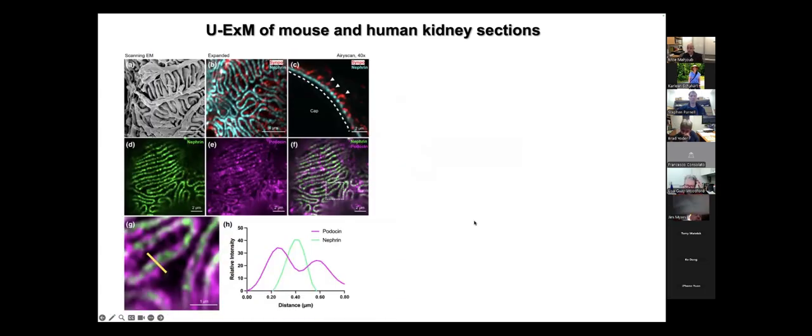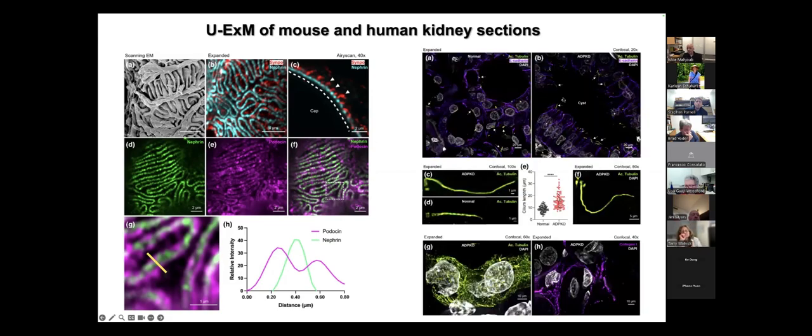If you really want to push this, you can take this to super res and combine it with expansion, and now you can really even see foot processes, and you don't need to do EM anymore to look at foot process effacement. You can use expansion microscopy with regular microscopes and analyze foot processes and see if your knockout has foot process effacement. And then, of course, you can apply it as a test.